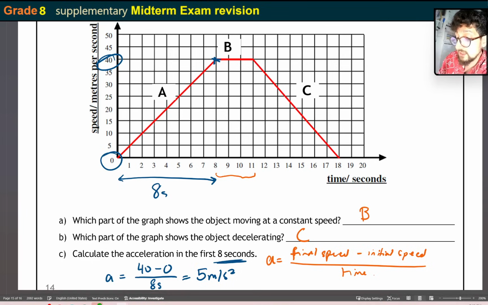The acceleration in this case is going to be the rise over the run. So hopefully you're familiar with how to do that. It's going to be equal to the slope. So literally that's what we just did. That's the rise, which is 40, and that's the run, which is 8. So 40 divided by 8 equals 5.